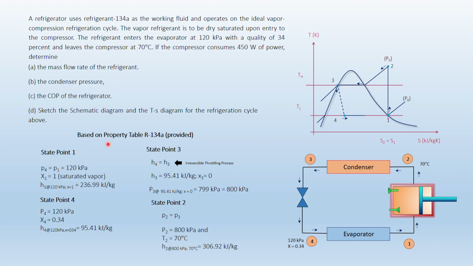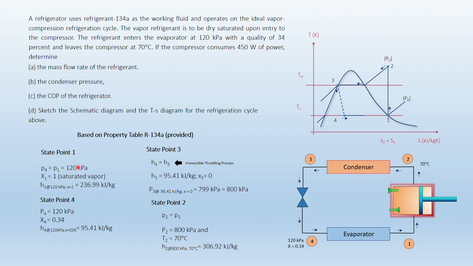Now, based on a property table, the first thing is your point 1 and your point 4. We start with point 4. Why do we start with point 4? Because we know the pressure and we know the dryness fraction. The dryness fraction is 0.34. The pressure is 120 kPa. Point 1 is dry saturated, so actually we can also find point 1, because point 1 and point 4 have the same pressure. And for dry saturated vapor, X is 1. So H1 we directly take as Hg at 120 kPa for R134A.